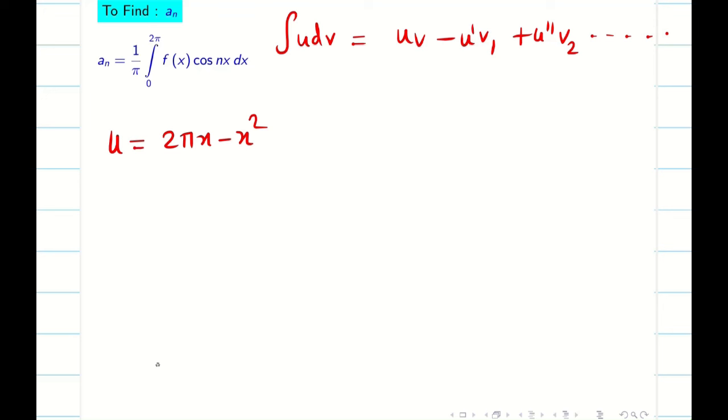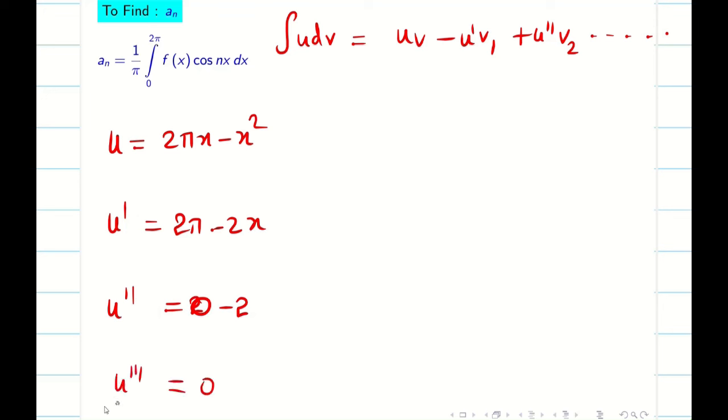So my answer contains 3 terms. Now u is a diminishing function. When I differentiate, I'll be getting u dash, that is 2 pi minus 2x, u double dash is minus 2, and u triple dash is 0.